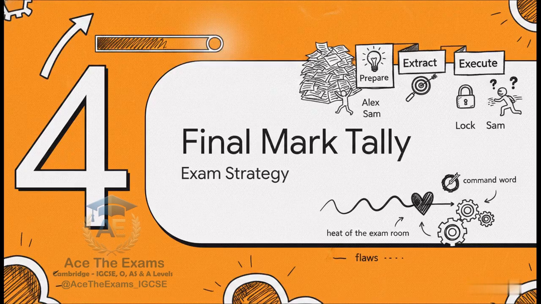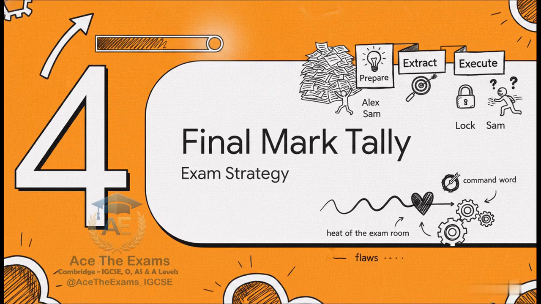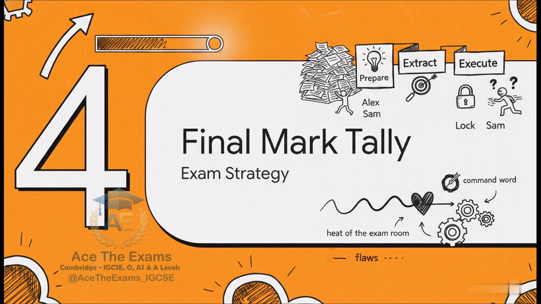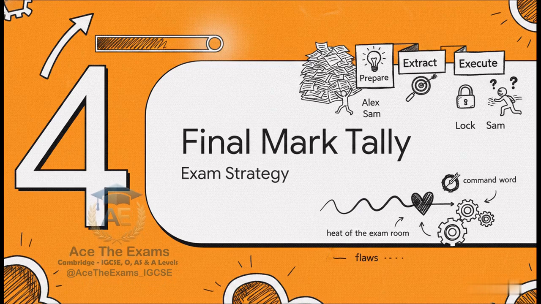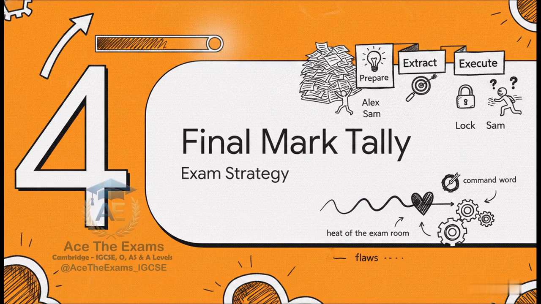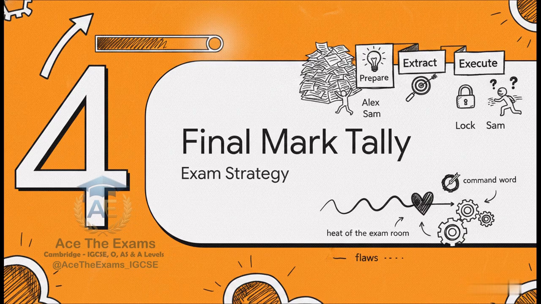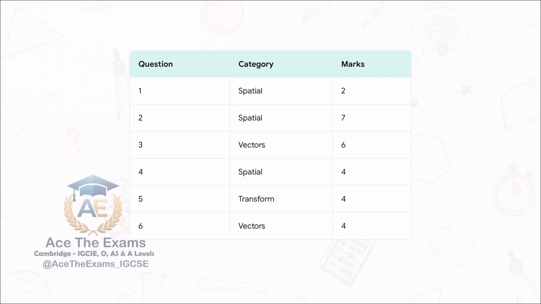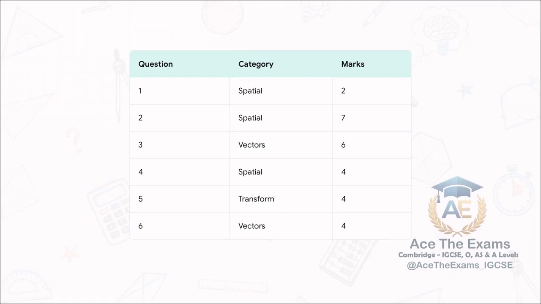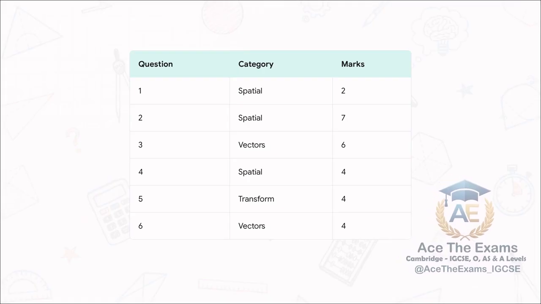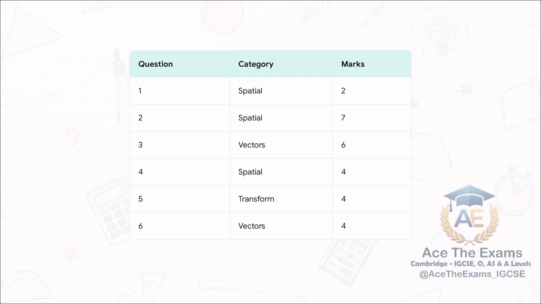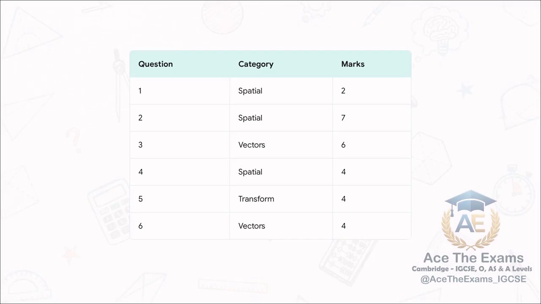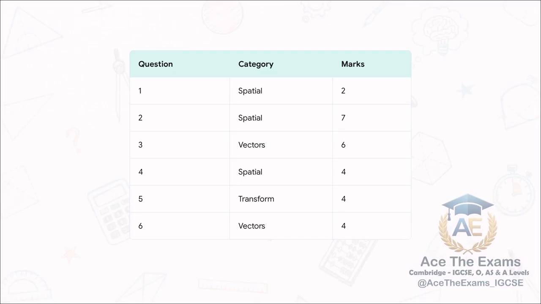Finally, Section 4, the final mark tally, calculating your exam strategy. Let's step back and look at the actual tangible value of effectively deconstructing these 2 review pages. When we organize the questions by category and mark value, we see exactly where we need to invest our time and effort during the exam. By categorizing the exam like this, you establish a real-time management matrix.